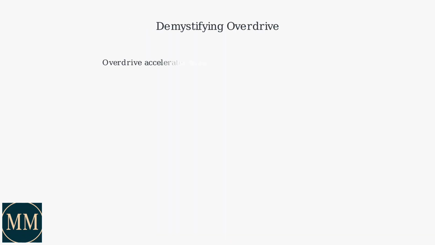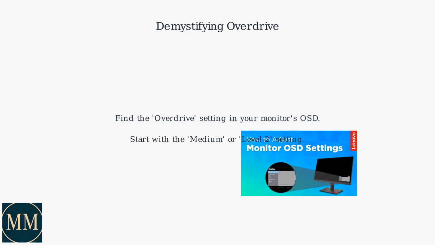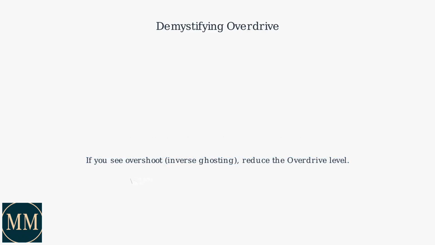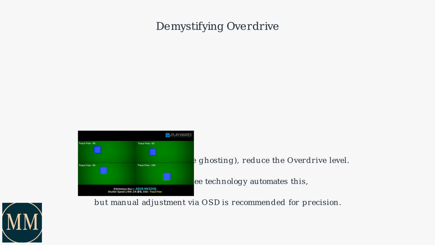Overdrive accelerates pixel transitions to reduce ghosting, which is the trailing effect you see behind fast-moving objects. Find the overdrive setting in your monitor's OSD. Start with the medium or level 2 setting. If you see overshoot, inverse ghosting, reduce the overdrive level. ASUS's trace-free technology automates this, but manual adjustment via OSD is recommended for precision.